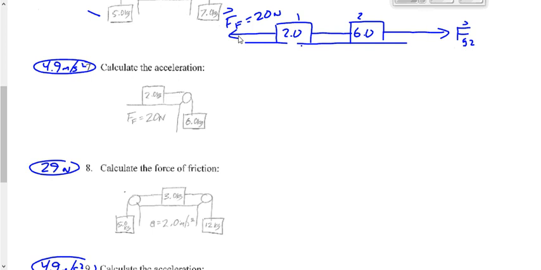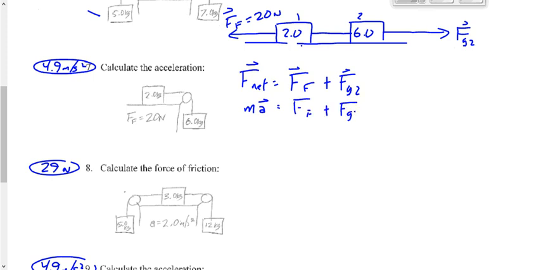Now it's the same as any other problem, right? Now we say the net force is equal to the sum of the forces, which we're going to say is FF plus FG2. Then we say M times A is equal to the sum of those forces. M is, what mass do we use? 2, 6, 8, 4, the difference between the two of them? Daniel, which mass am I going to use? 2, 6, 8, or 4? 8. It is 8. It's the total mass.